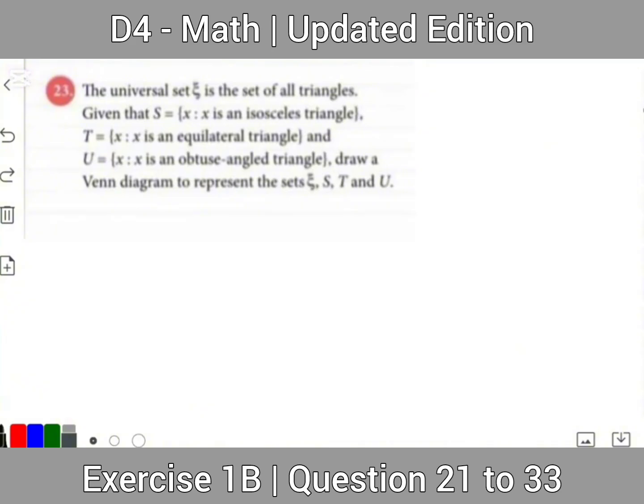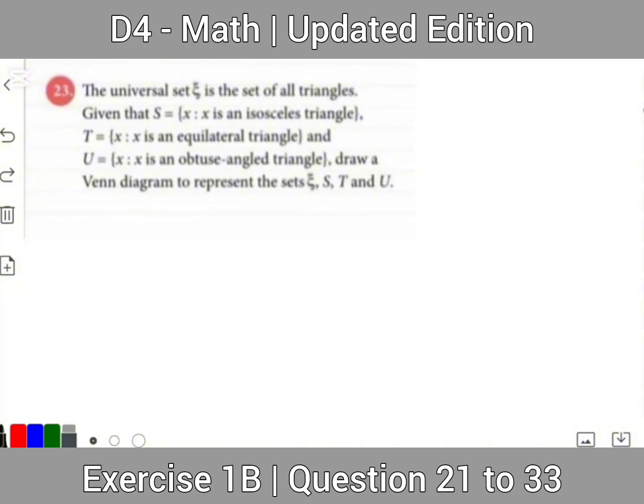Now, what is an equilateral triangle? An equilateral triangle has all the sides of equal length. And an obtuse angled triangle is a triangle having one angle that is obtuse and the other two angles are acute angles. Or in other words, a triangle having one angle greater than 90 and two angles less than 90 is known as an obtuse angled triangle.